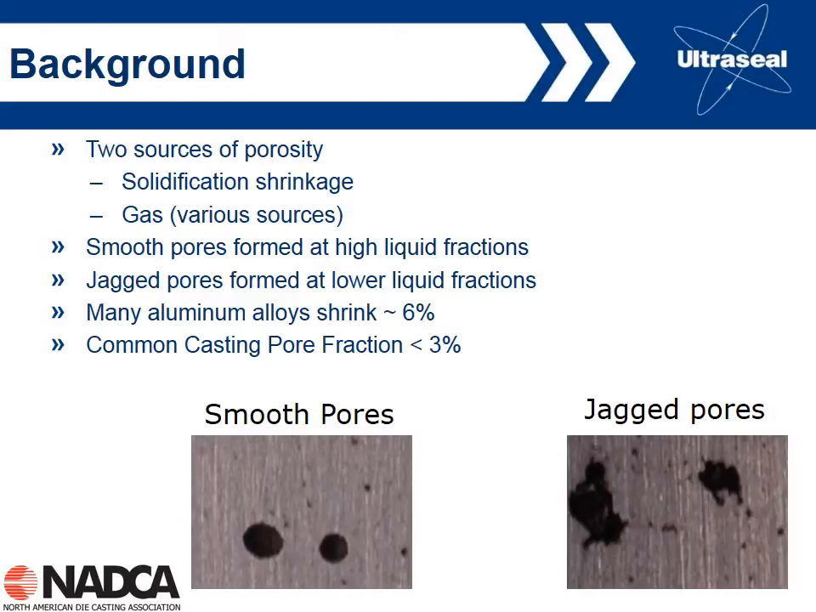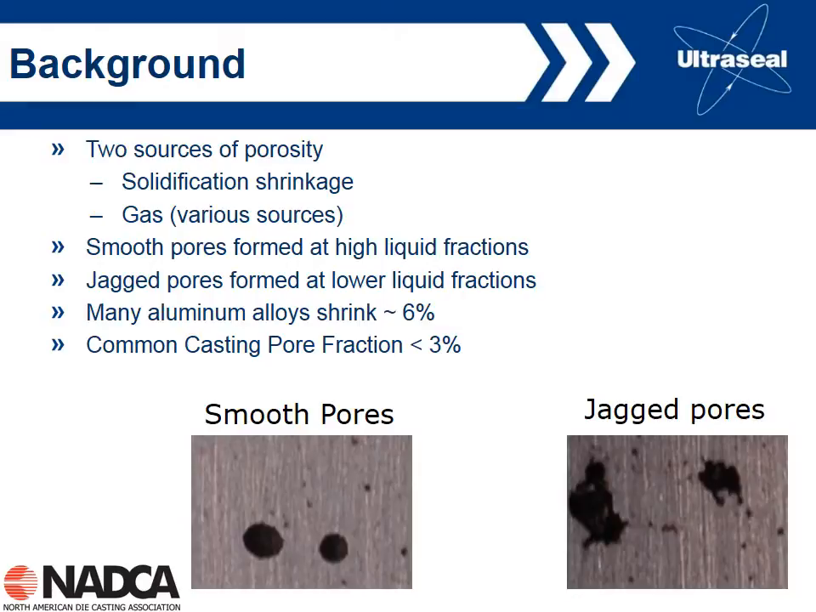Now, in most aluminum alloys, the volumetric shrinkage is about 6%. So what we're saying is that a solid takes up about 6% less space than the liquid, so we get this volumetric shrinkage. But if you go out and look at the technical literature on die casting, basically people who've actually measured the amount of porosity in die casting, generally it's nowhere near 6%. It's less than 3%.